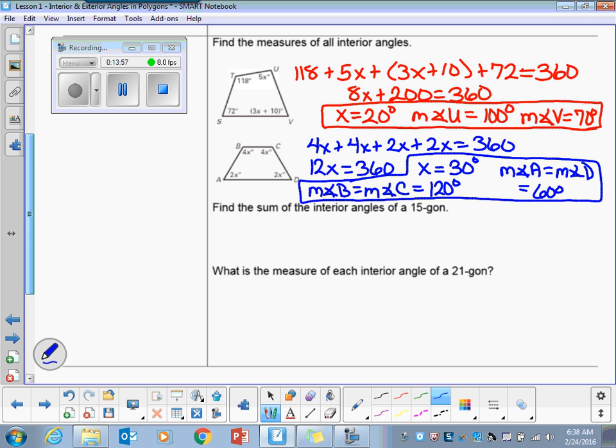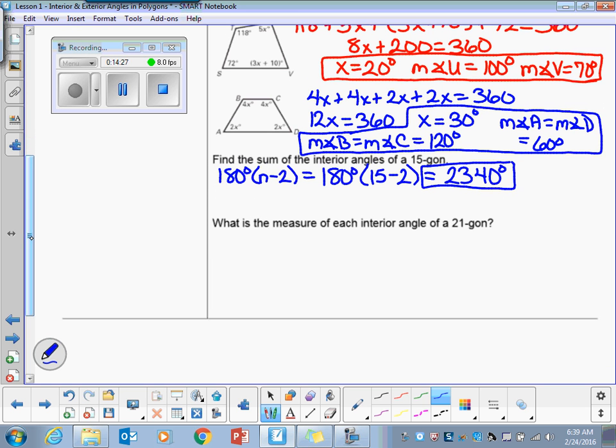Find the sum of the interior angles of a 15-gon. Well, I need that sum of the interior angles formula, which is 180 degrees times n minus 2, with n being the number of sides. So 180 degrees times 15 minus 2, and 2,340 degrees is our answer. Simple substitution, but watch your notation and make sure you have the degree sign.